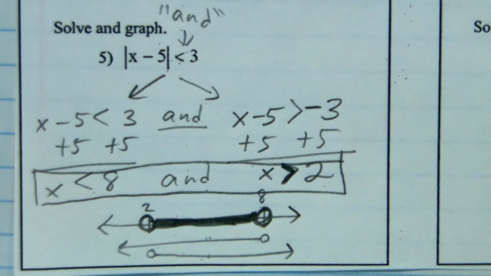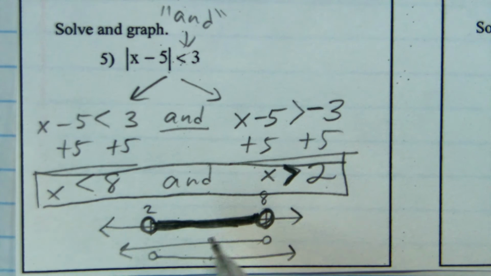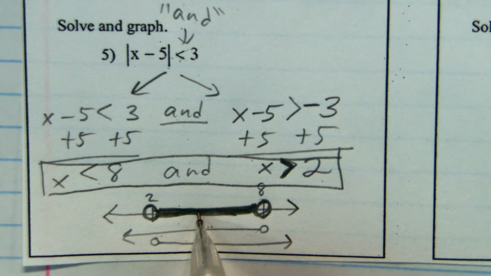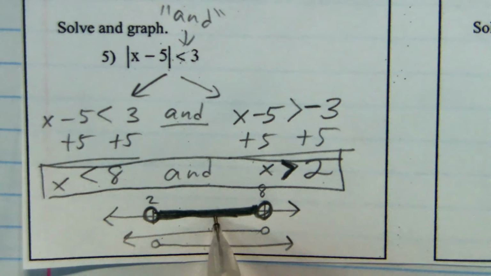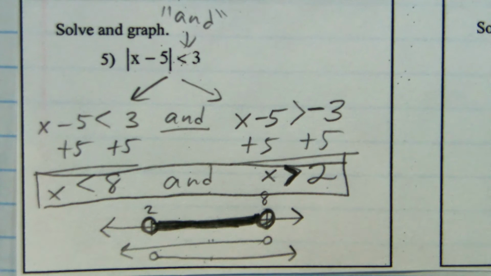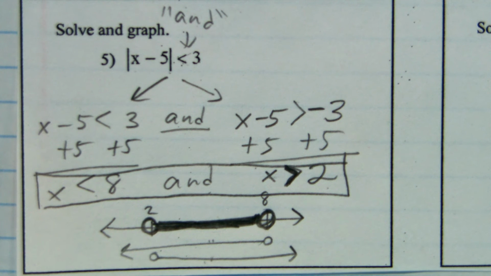So those are the numbers, and so if you think about it, you could try a number in there. Okay, 5's in there somewhere. Is 5 less than 8 and bigger than 2? Yes, it is. So you can also test that to make sure you're in the right part of the graph. All right, cool beans. That one's good.